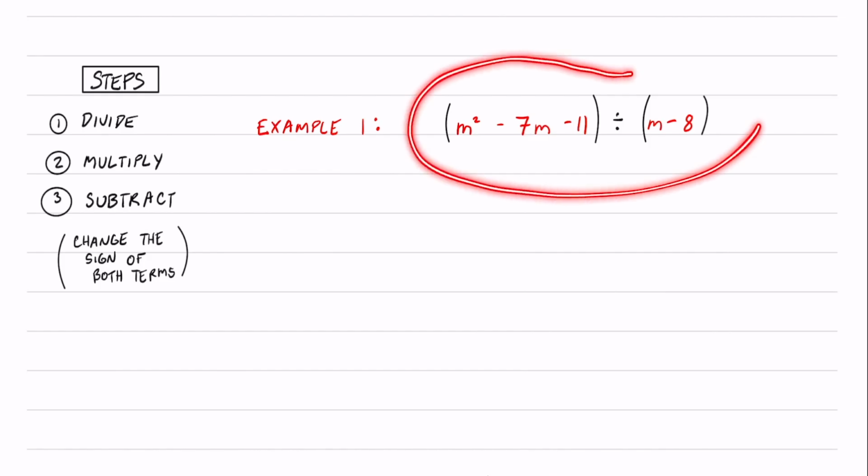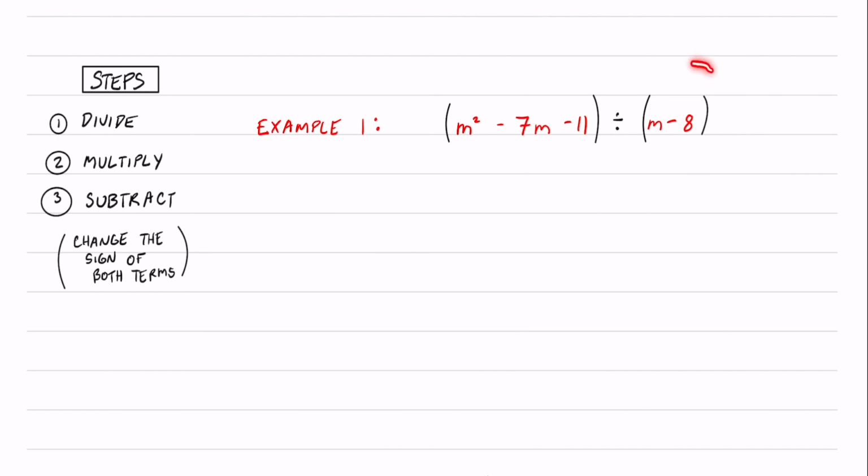Let's go. To start this off, to divide these polynomials, we're going to take whatever we're dividing by, our divisor, and we're going to put that right on the outside, m minus 8. Then we draw that house of division, that little house thing, and then we put the dividend on the inside, m squared minus 7m minus 11. I wrote the steps on the side. It's very similar to dividing regular numbers.